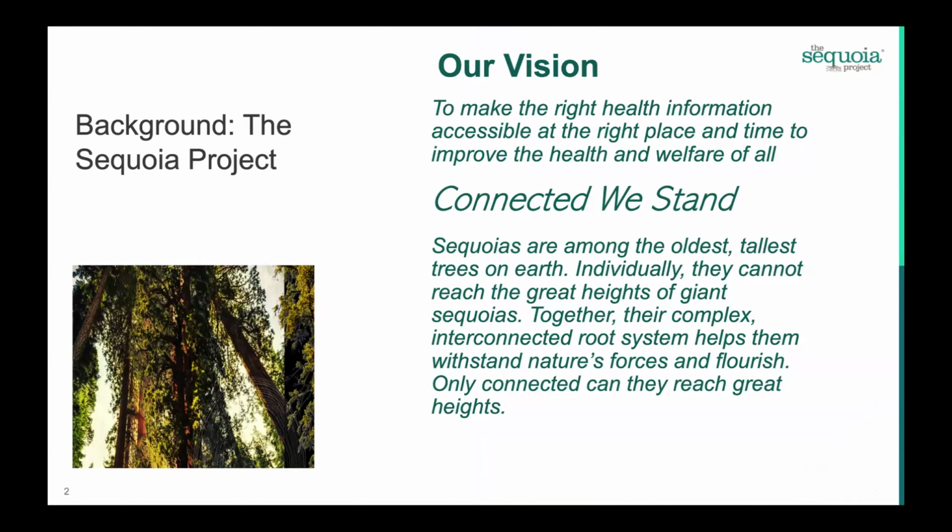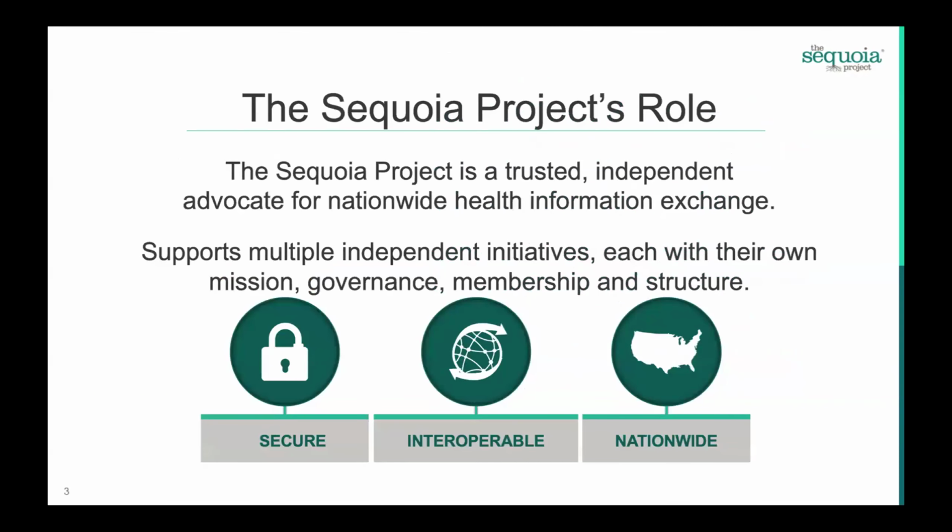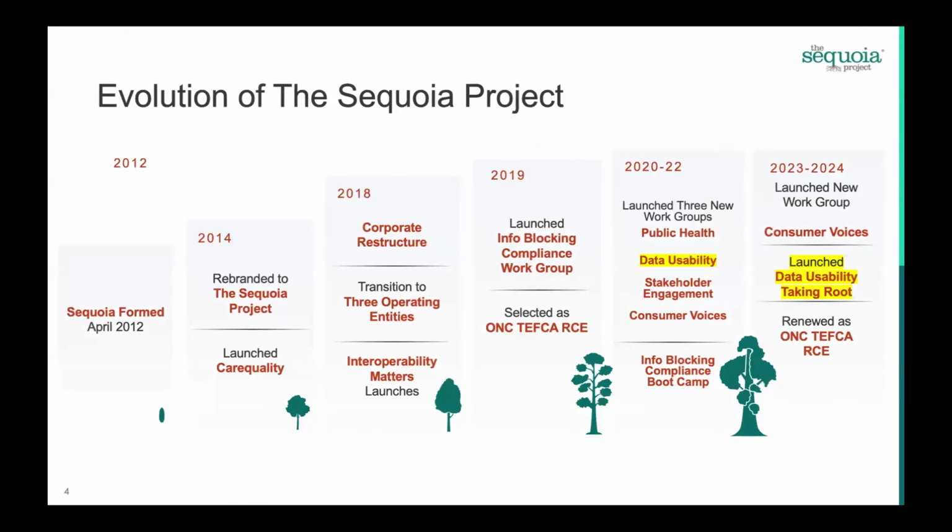For those who don't know the Sequoia Project, really our goal is to make the right information accessible at the right place at the right time. But we want to make sure that we do that in an interconnected way that's leveraging standards wherever possible, so that people can be accountable and know what they're not doing correctly. Again, our mission is to provide a secure, interoperable nationwide health information exchange.